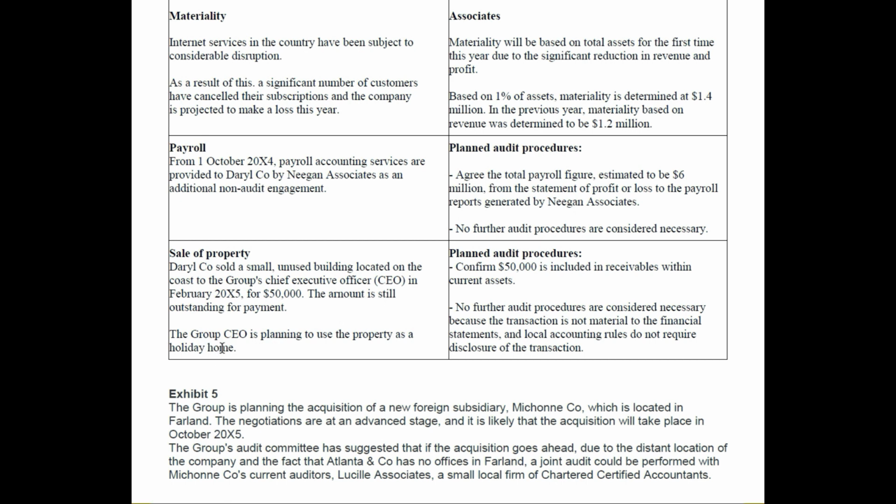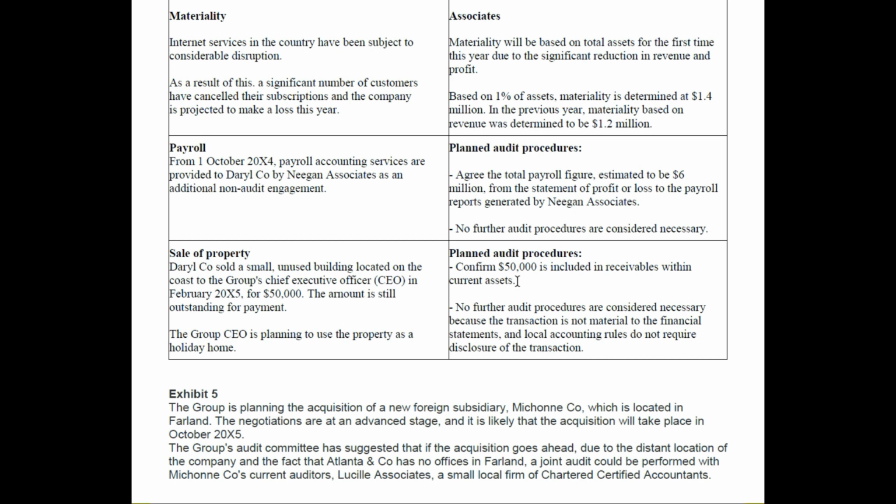The group is not concerned with what the use of the property is supposed to be by the CEO. This is irrelevant to us as an auditor, but this information is important to us: that the sale of property was done during the year by the group to the CEO for $50,000 in February 20x5 and the payment is still outstanding, right? Now what is the planned audit procedure by the component auditor? Confirm $50,000 is included in receivables within the current assets.